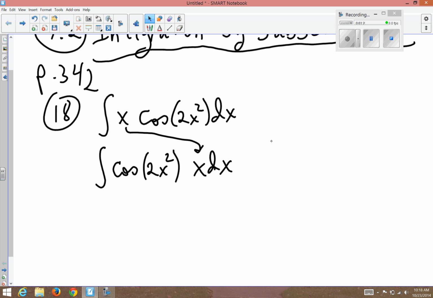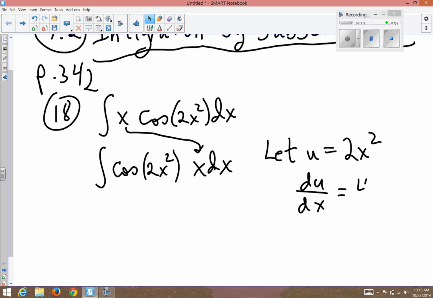And over to the side, we write let u equal something. We're going to write let u equal 2x squared. This actually is in the directions. If u equals 2x squared, then the derivative of u with respect to x is 4x. Multiply both sides of this by dx. Du equals 4x dx.